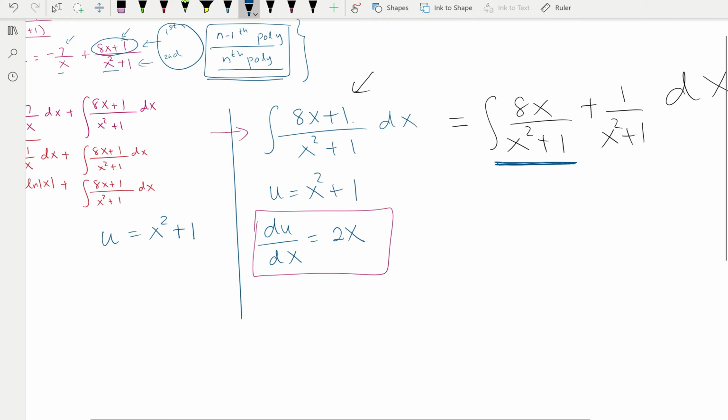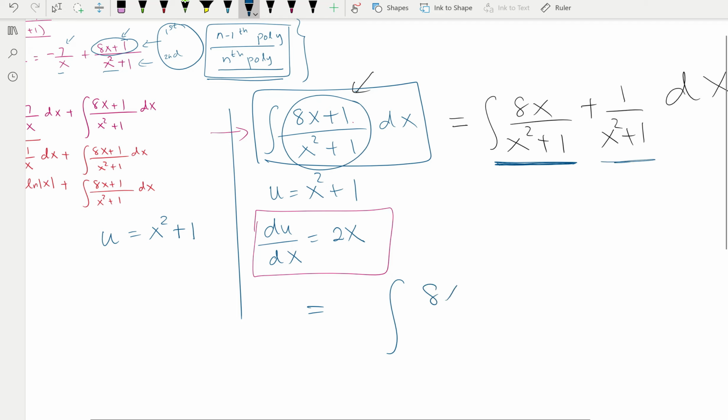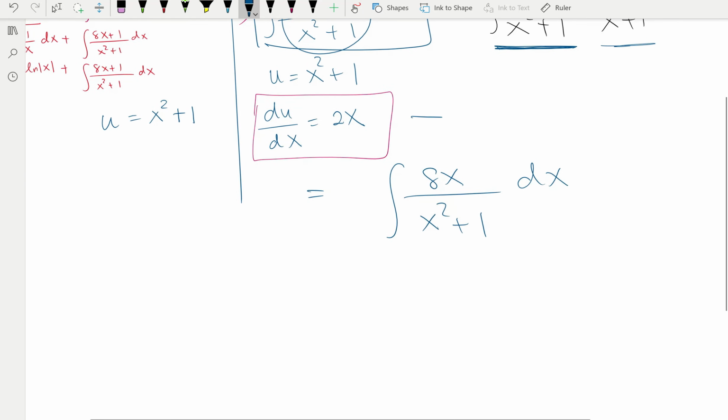Perfect. Now what we are going to do is, we are again going to integrate this rational function here in 2 steps. So first let's integrate 8x over x square plus 1. Okay, I know it's a lot of things. So we are going to use integration by substitution here.